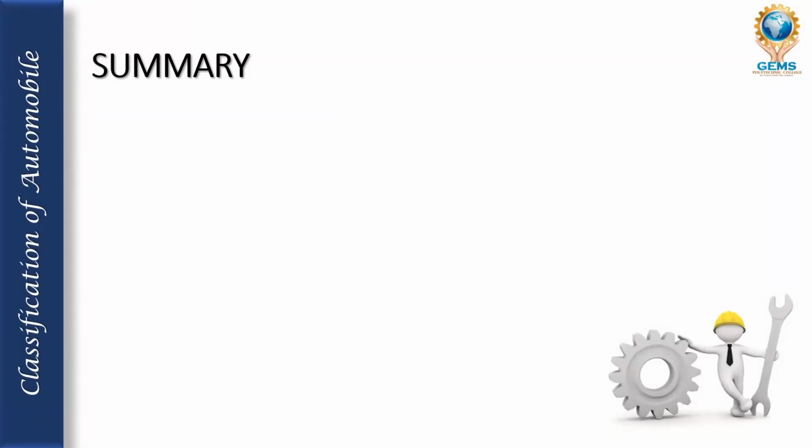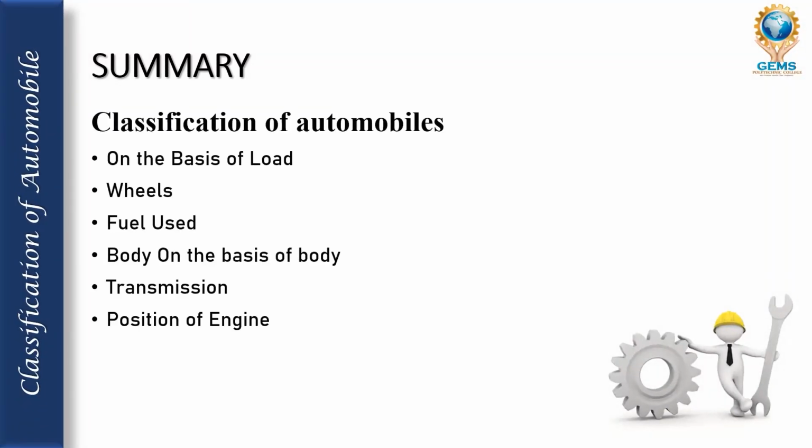Now come to the summary. In this class, we have discussed classification of automobiles on the basis of load, wheels, fuel used, body, transmission, and position of engine. We discussed these six topics in this class, so I think it will be useful for you. In the next class we are going to continue with vehicle layout, lecture 3. I hope you understand this whole chapter on classification of automobiles. By looking at the pictures you can understand what is called what, as a mechanical engineer.